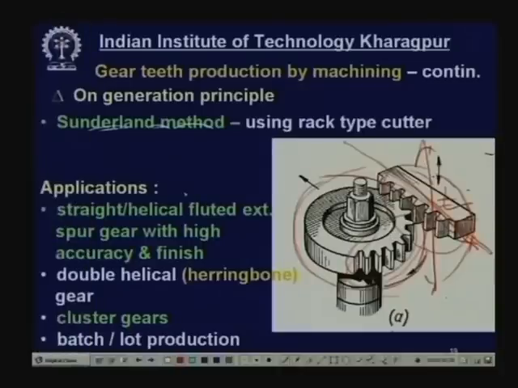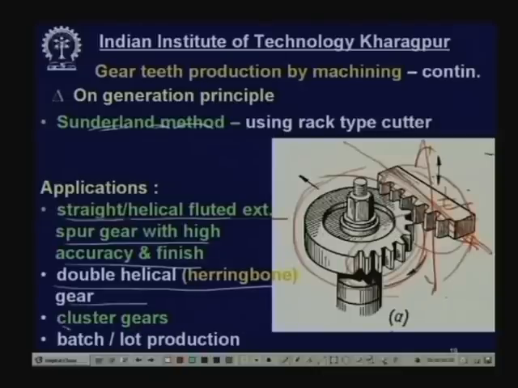But what are the applications? Straight and helical fluted gears can be produced, both straight and helical spur gears with high accuracy and finish. Double helical gears like herringbone gears can be produced by this method. Cluster gears of machine tools and gearboxes can be made, and this is for batch production to lot production, not for mass production.